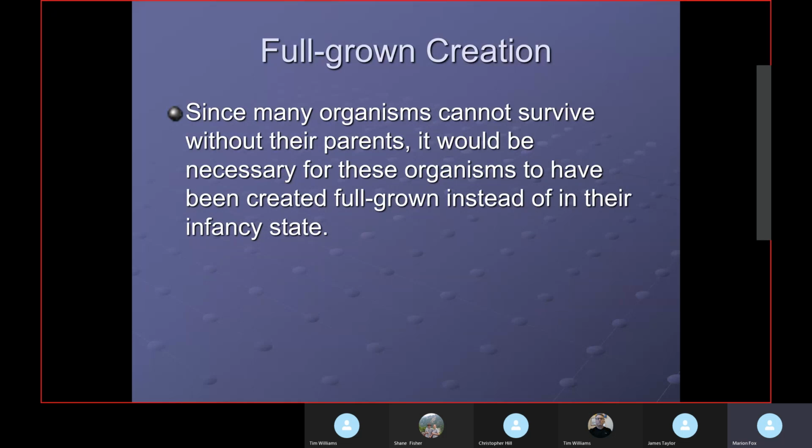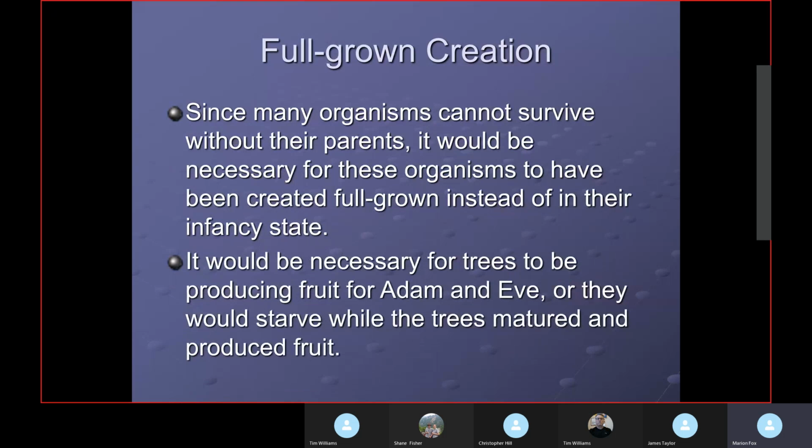And some of your mammals have to be taught by their parents how to function, how to eat, and how to forage for food and so forth. Since many organisms cannot survive without their parents, it would be necessary for these organisms to have been created full grown instead of in their infancy state. And they would be created full grown just like Adam and Eve were. So that would be reasonable.